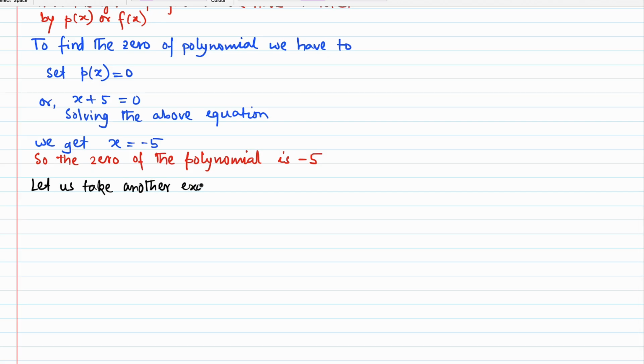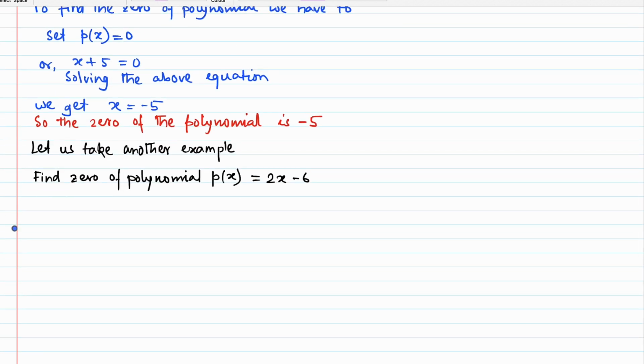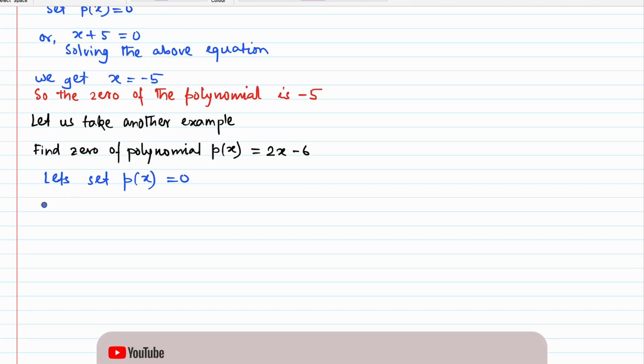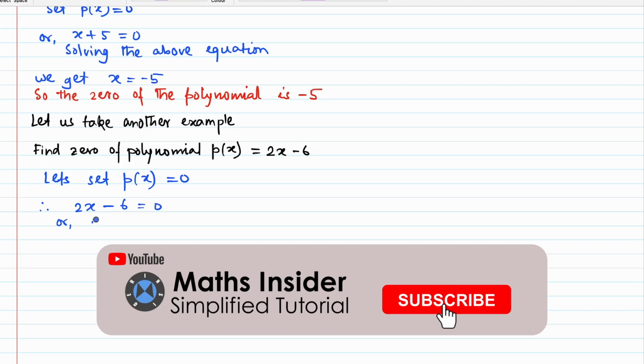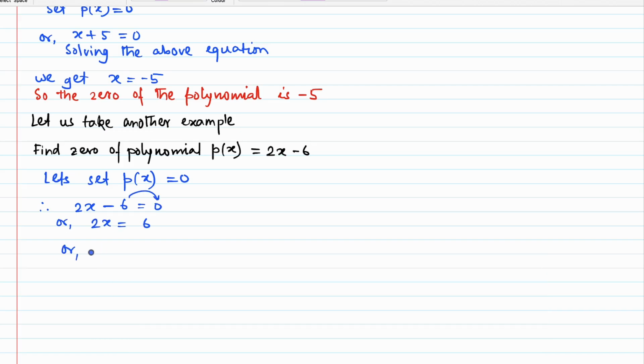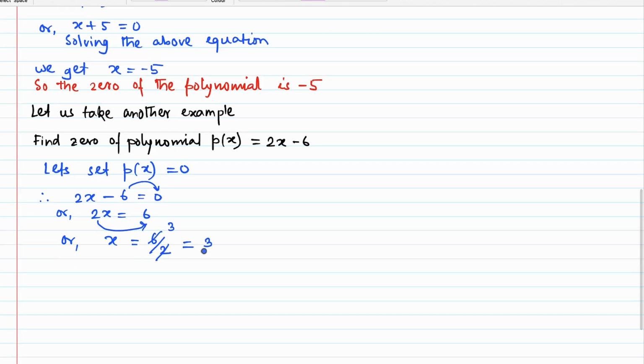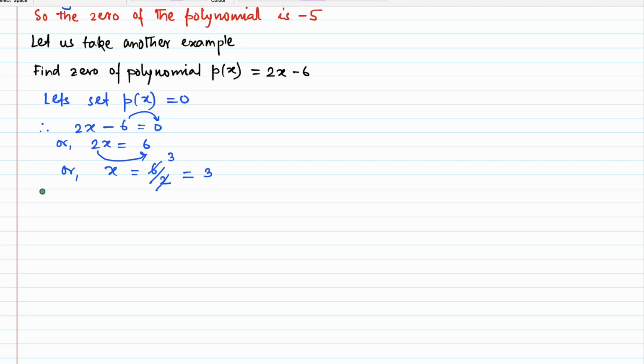So let's take another example. Now find the zero of the polynomial p(x) = 2x - 6. Again, this is a linear polynomial because the highest degree of the variable x is 1, which is a whole number. So let's set p(x) equal to 0. Now 2x - 6 = 0, transferring 6 from left to right hand side, the sign changes, so 2x = 6 and x = 3. So that means if I put 3 in the polynomial 2x - 6, the polynomial will become equal to 0.